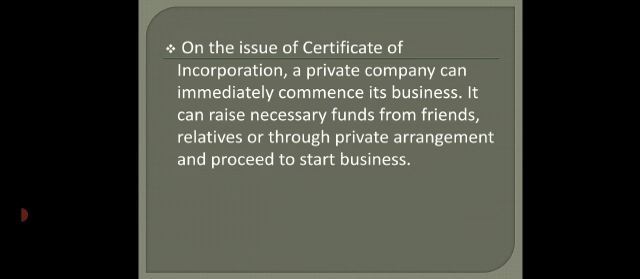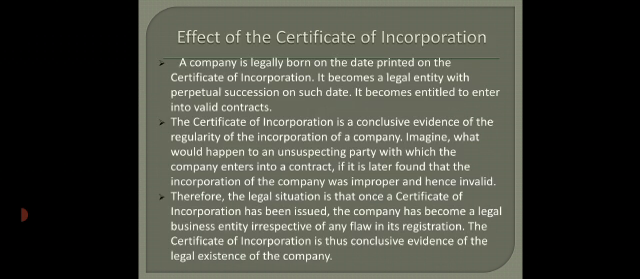They have to raise the capital from the general public. That is the third stage of forming a joint stock company. And then they are supposed to get the certificate of commencement, and then they can start their business activities. Now we'll see the effects of the certificate of incorporation. A company is legally born on the date printed on the certificate of incorporation. It becomes a legal entity with perpetual succession on such a date.